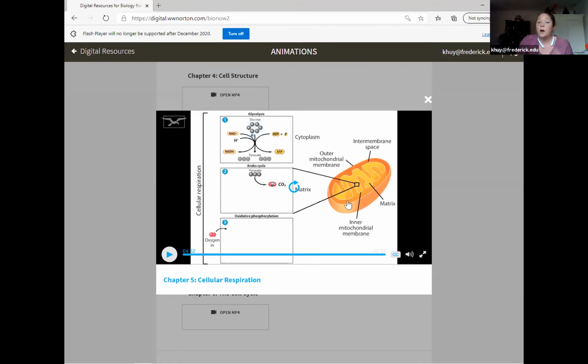So the prokaryotes are going through cellular respiration, but they only have that first step. They don't go through the second two steps because they do not have the mitochondria. Okay.